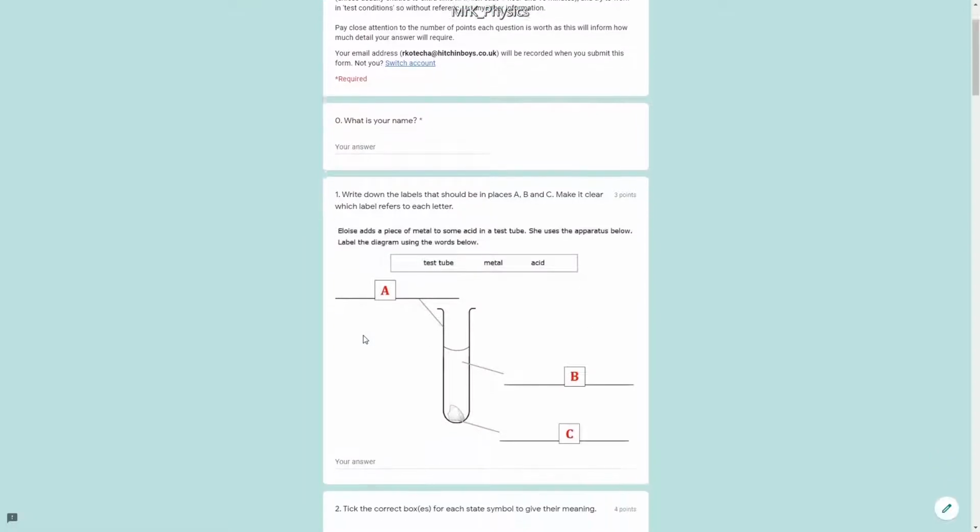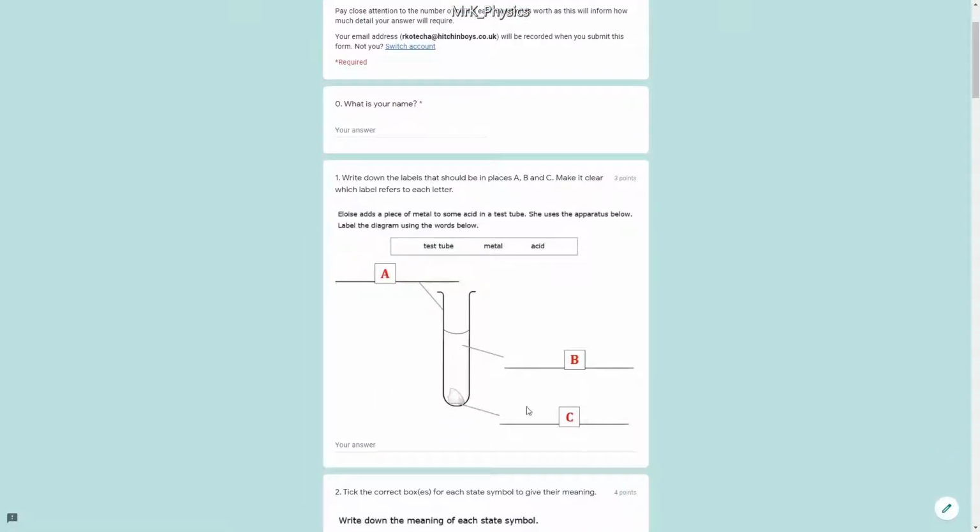So number 1, here we've got 1A, 1B, 1C. All that we have to do is label the diagram using the words below. Eloise adds a piece of metal to some acid in a test tube. She uses the apparatus below. So what we should put here: A is the test tube, B is your acid, and C is the metal just in the bottom of the test tube.